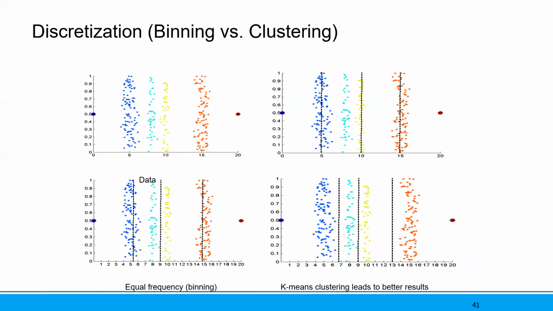If you want to compare binning and clustering, we have this. This is the result of binning, the equal frequency, and this is the result of k-means clustering. As a matter of fact, the result of clustering is better. We will learn more later about clustering. How can we do clustering to discretize? That's also one of the possible ways for discretization.